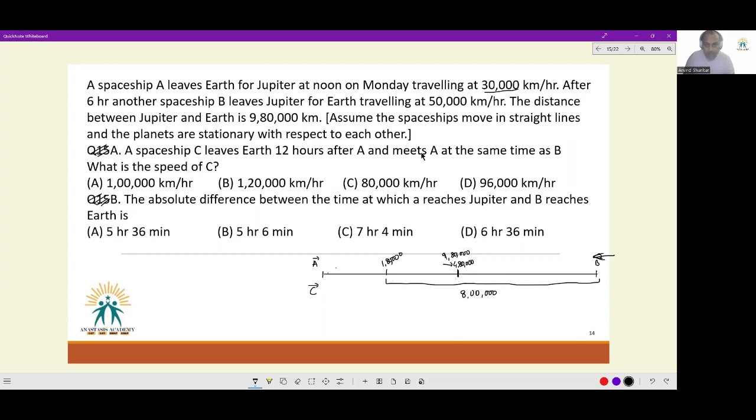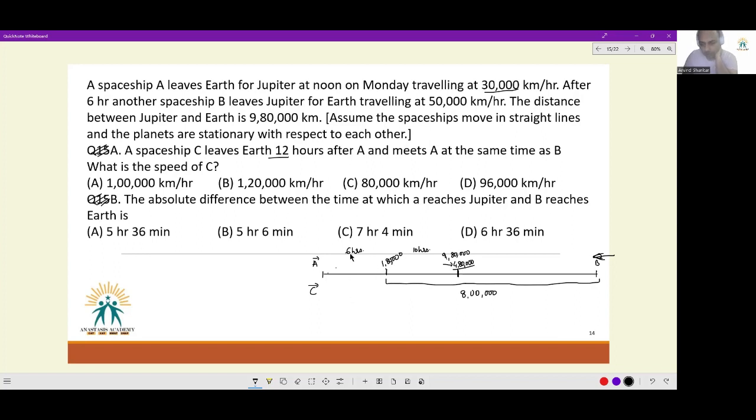So if a spaceship C leaves Earth, this is where A left. C has to travel 4,80,000. In how much time, we also have to figure out. 8 lakh traveled at the rate of 80,000, 10 hours was taken. A and B, from the time that B started, take 10 hours to meet. So total time taken by A was 6 hours for this range, 10 hours for this range. So A has traveled for 16 hours so far. C leaves 12 hours after A meets.